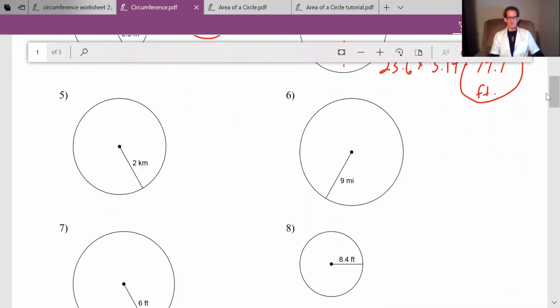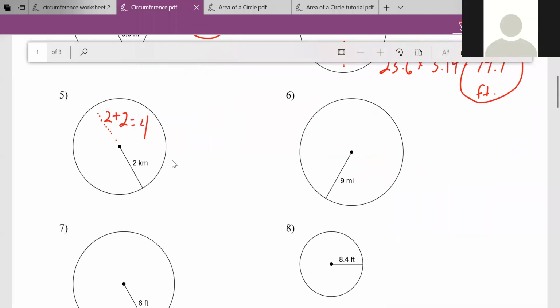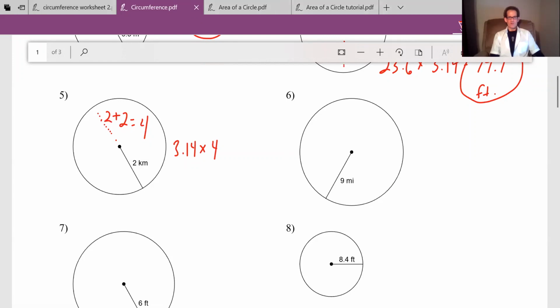Okay, let's take a look at number 5. So again, I have radius, not the diameter. So to figure out the diameter, I'm going to do 2 plus 2, that's 4. So then to find the circumference, it's just pi times 4. And let's see what that is. 3.14 times 4. Okay, 12.56. Now, if I round this to the nearest tenth, the hundredth place is higher than 5, so this is going to round to 12.6. Let's write that down. 12.6 kilometers.